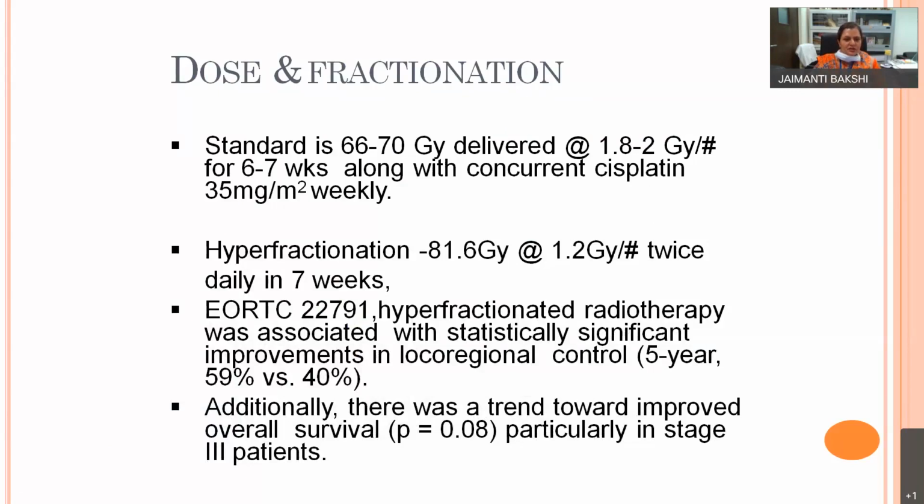The other radiation protocols are hyperfractionation schedule, in which 86.6 grays are given at the rate of 1.2 grays per fraction twice daily in 7 weeks. EORTC 22791 recommends hyperfractionated radiotherapy for locoregionally advanced tumors, and they found that it was associated with statistically significant improvements in the locoregional control, and 5-year control was 59% versus 40% with the conventional treatment planning. Additionally, there was a trend towards improved overall survival with the hyperfractionated radiation protocol.